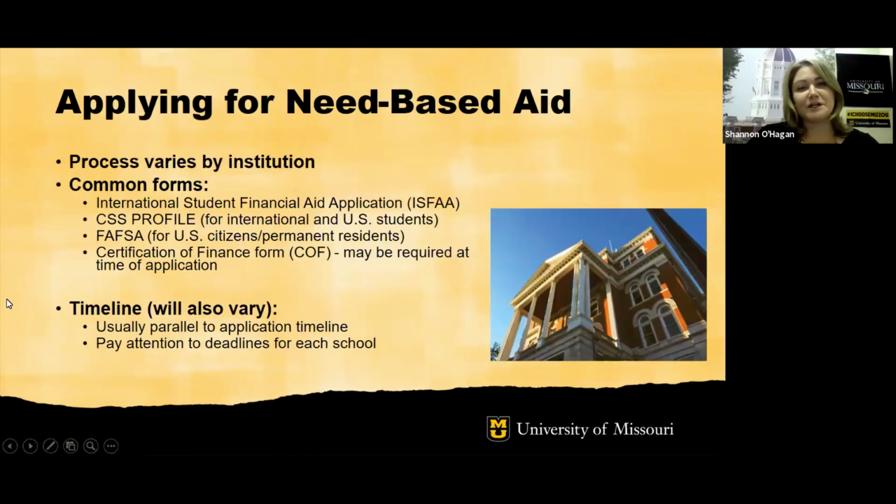And the application process for need-based aid also varies by institution. And as a reminder, it varies by institutional type whether or not need-based aid is even offered. But for those who do offer need-based aid, they will often require some type of a form from you to determine what your estimated family contribution will be. So some of the most common forms are listed here, and basically what this is determining is your current financial situation. And so they might ask for additional documentation about your finances. The timeline for applying for need-based aid can also vary by institution, but it fairly commonly does follow in line with the application process. But of course, pay attention to deadlines because it does vary from one institution to another.